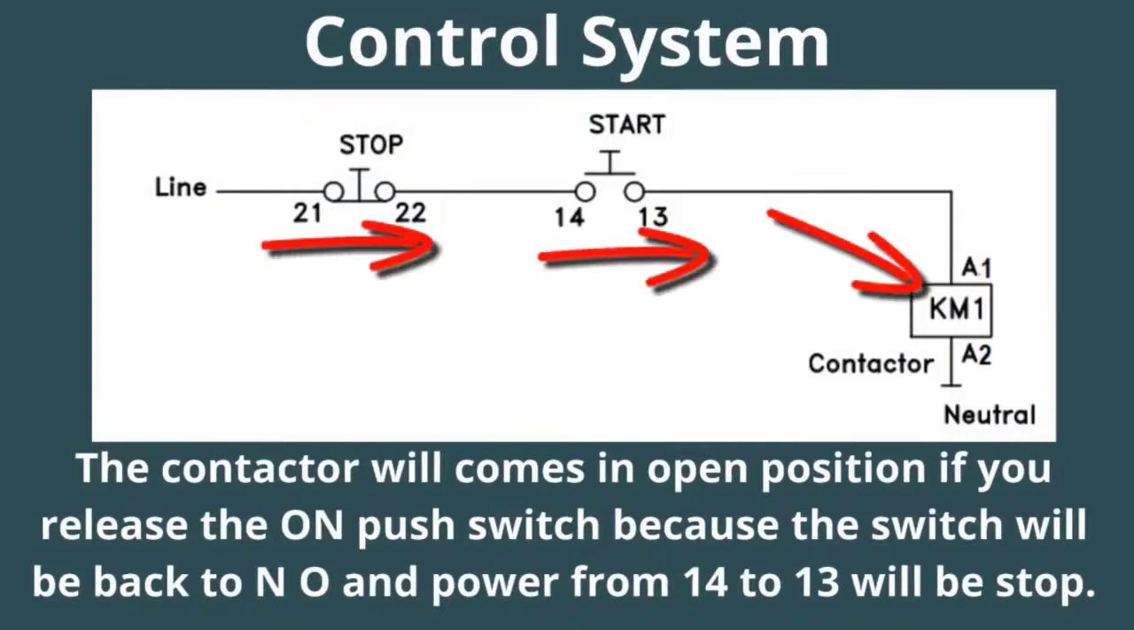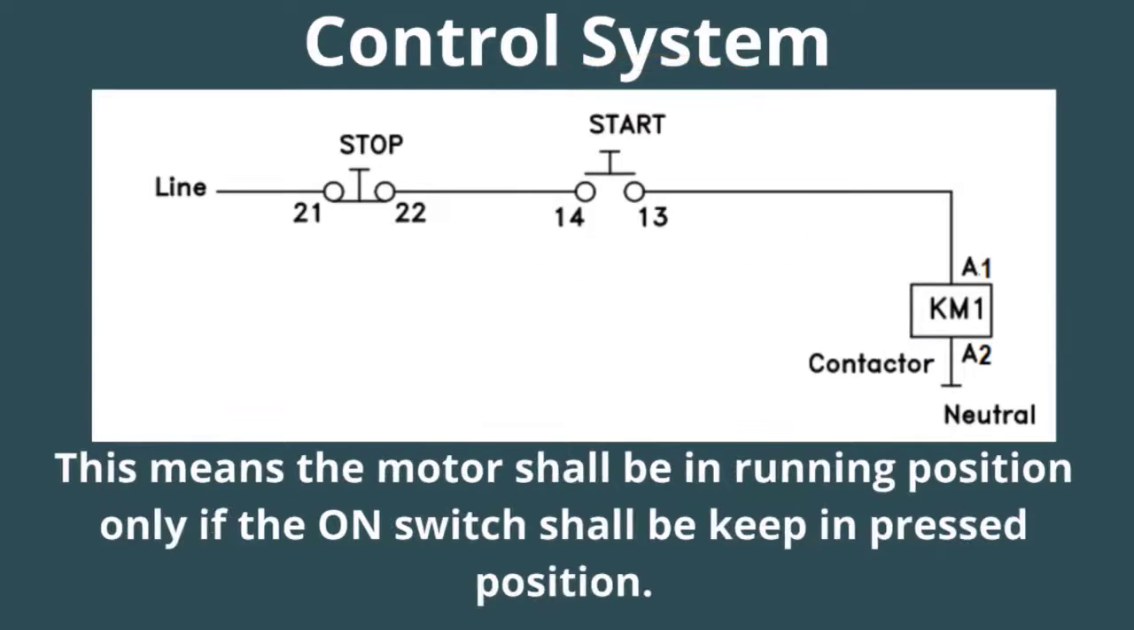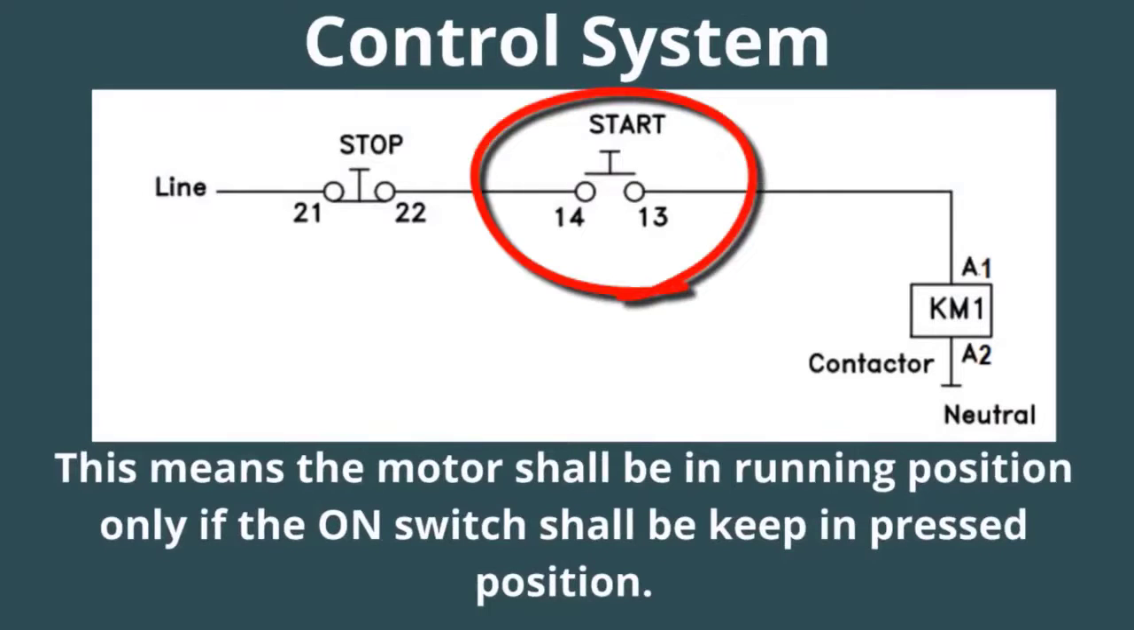The contactor will come to open position if you release the on-push switch, because the switch will go back to NO and thus power between 14 and 13 will be stopped. That means the motor will be in run position only if the on switch is kept in the pressed position.